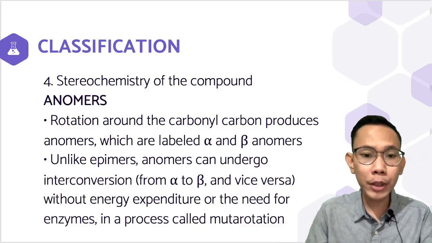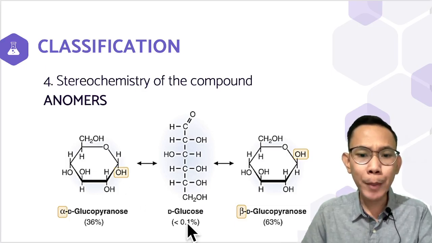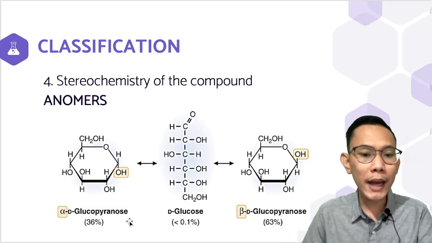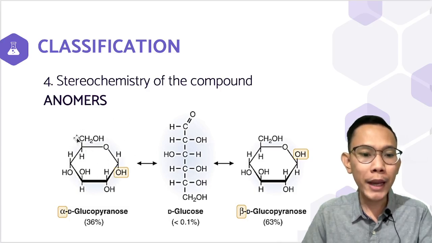So I have a better picture here. This one. Again, these are your pyranose. Remember, when we say pyranose, these are monosaccharide structures with a 6-membered ring. Count natin. 1, 2, 3, 4, 5, 6. 1, 2, 3, 4, 5, 6. So these are your pyranose.